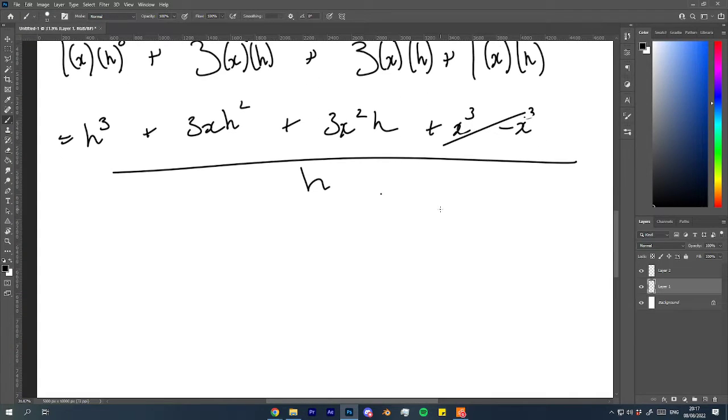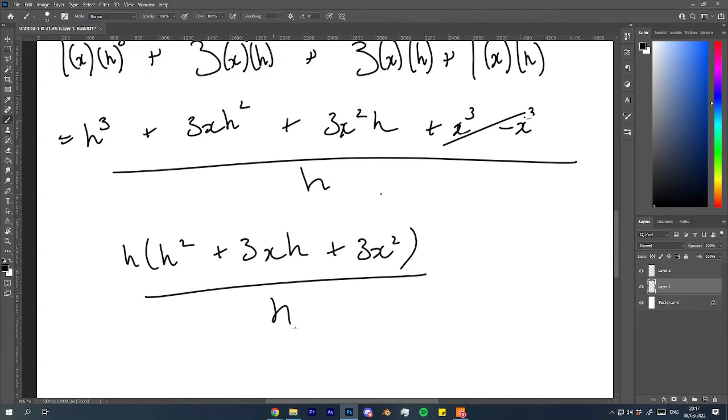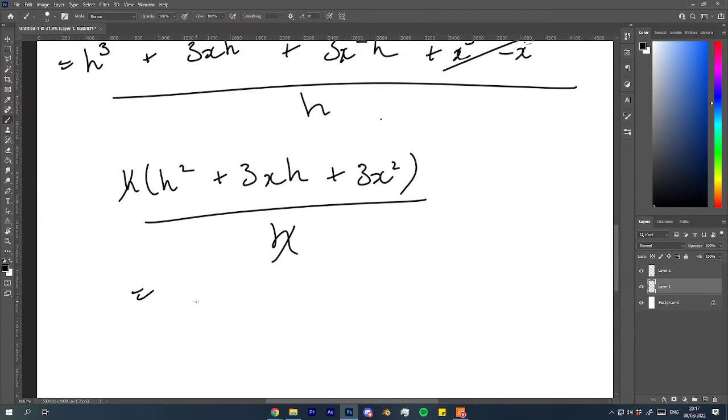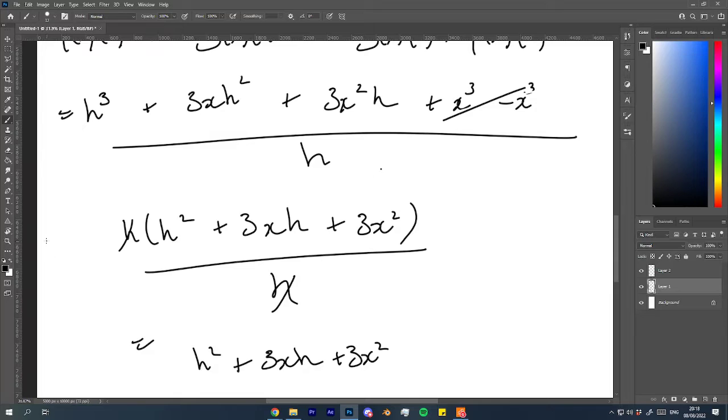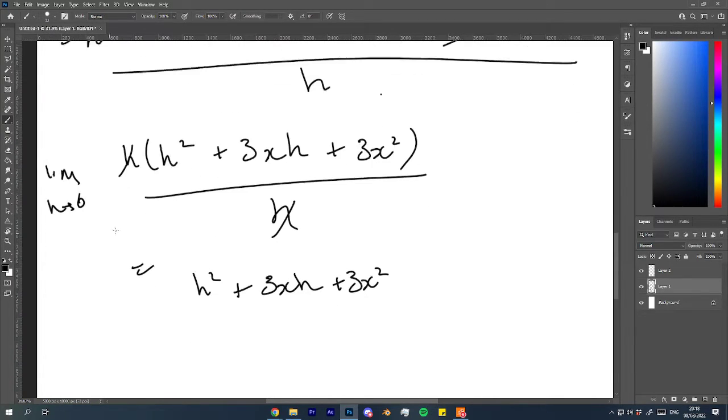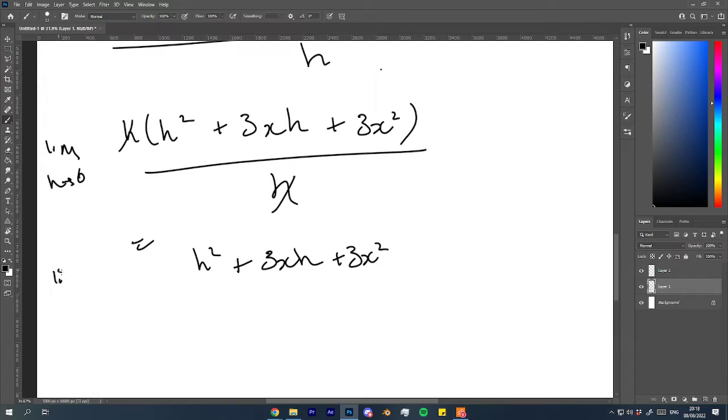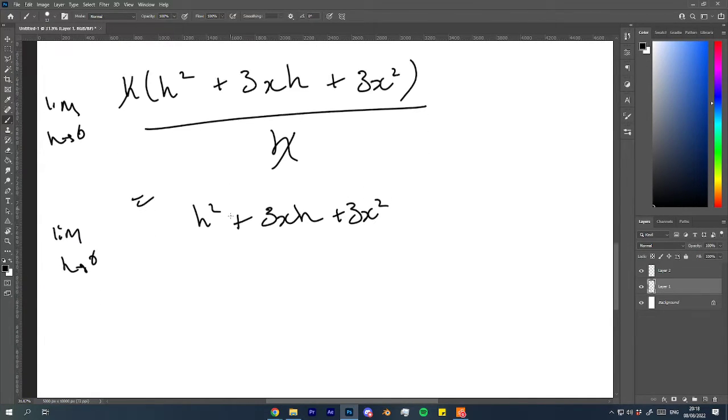Okay, so this cancels out. Next I'm going to factorize this top part here with a common factor of h. This h cancels out, and we're just left with h squared plus 3xh plus 3x squared. Now we need to remember, theoretically we should really write the limit every single time, especially in exam conditions, but it's not too important as long as you know what you're doing.